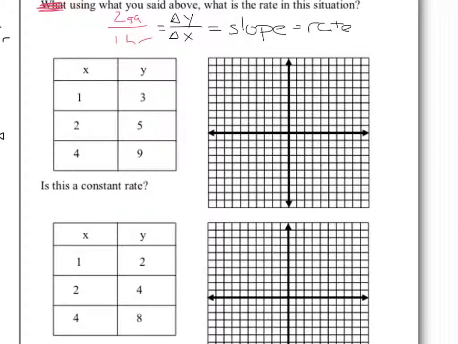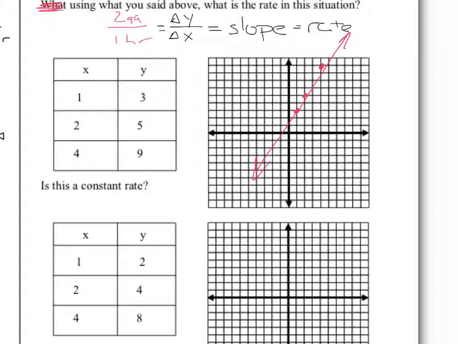So I'm going to graph 1, 3. That's over 1 and up 3. Over 2 and up 5. And over 4 and up 9. Now, I can see that Preston over here has the straight edge out, and he's ready to test whether this is a line or not. And sure enough, when we graph this with a straight edge, obviously I don't have a straight edge over here on my iPad, it does go through all 3 points without bending.